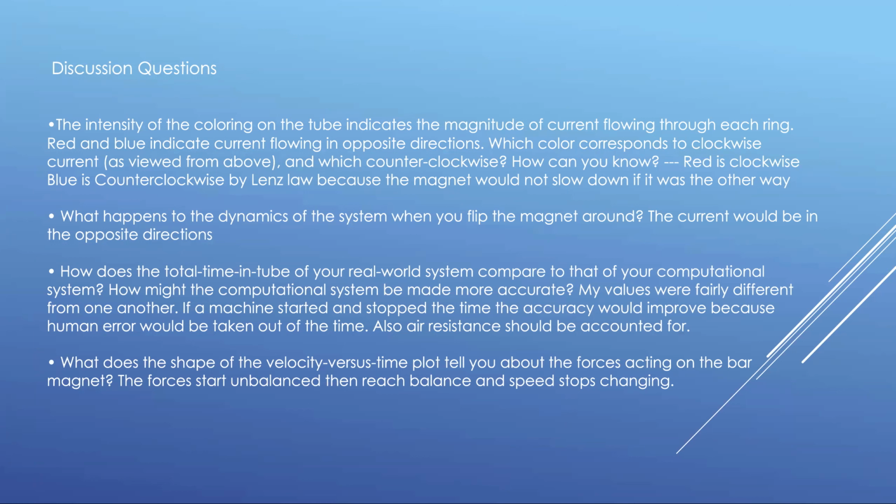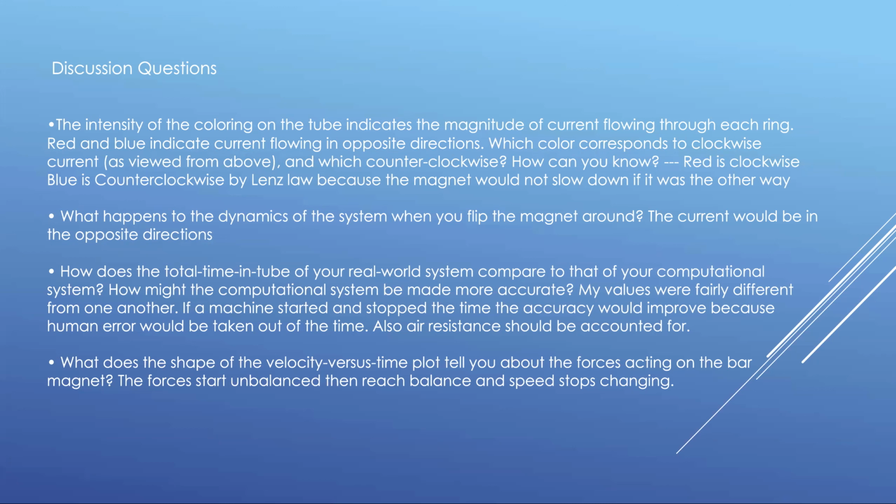What happens to the dynamics of the system when you flip the magnet around? The current would be in opposite directions, but it would still take roughly the same amount of time. How does the total time in tube of your real world system compare to that of your computational system? It was a little different. If a machine measured the time, it would have been more accurate, and also we didn't take into account air resistance.